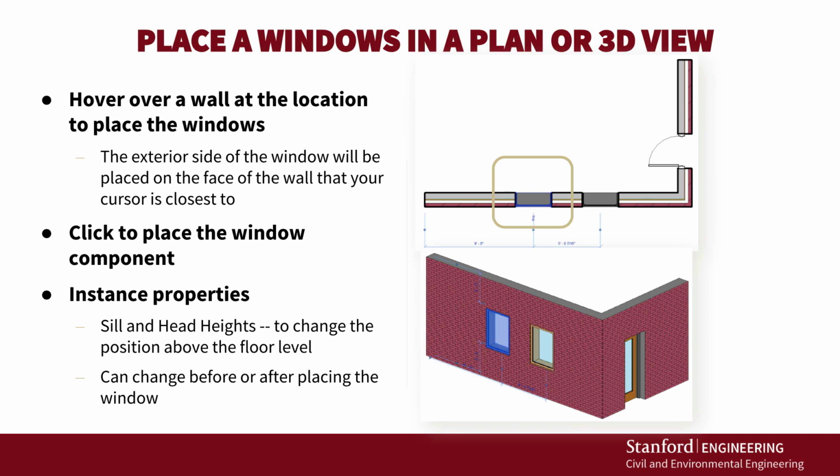In this case, the place where you click indicates the exterior side of the window. So you should always be clicking on the exterior face of the wall to make sure that the window doesn't get flipped inside out. You can click to place that window component, and after you've placed it, you can adjust the instance properties. You might want to adjust the sill or head heights to change the position of the window above the floor level, just as needed to give it the proper elevation above the floor.